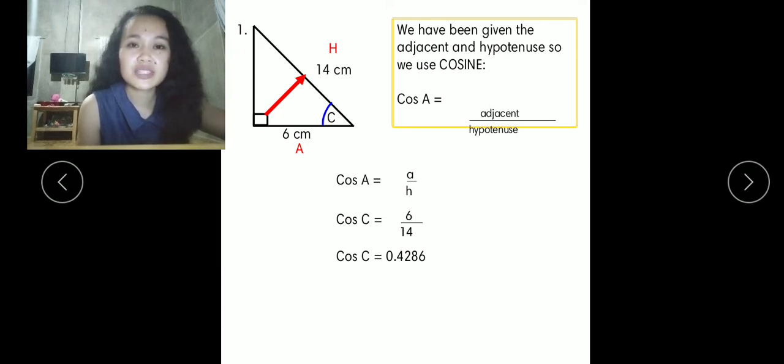Are we done? Not yet, because that is a ratio, not an angle. So we need to take the inverse of cosine in order for us to get the angle C. Again, the same process as before: click Shift, then cosine, open parentheses, 0.4286. So the result is angle C is equal to 64.6 degrees.